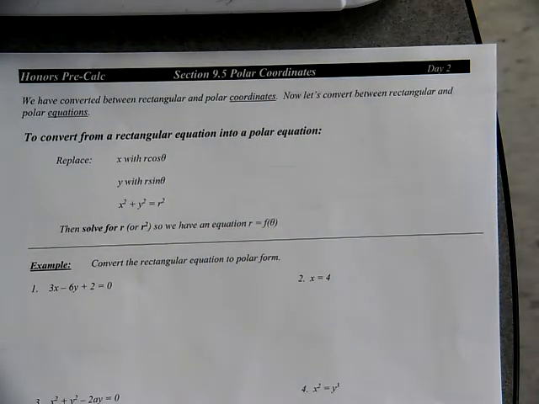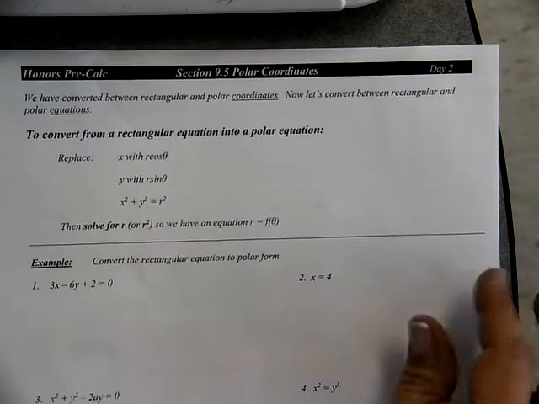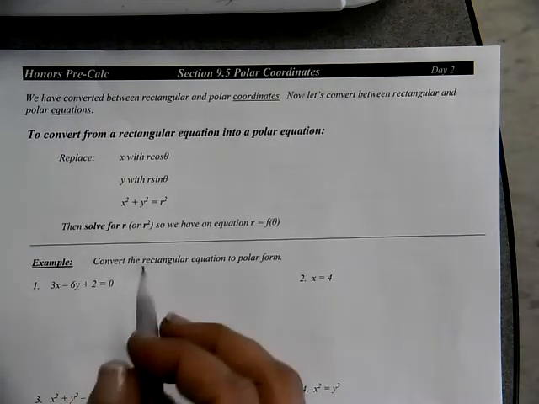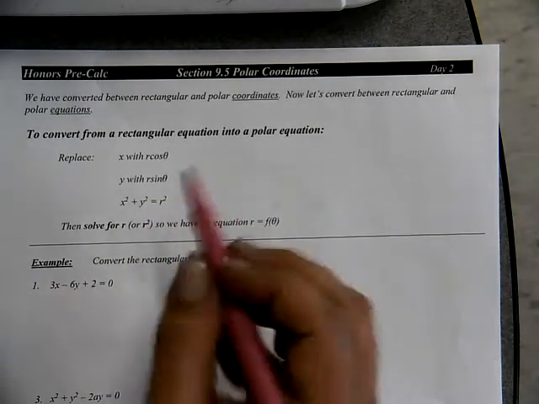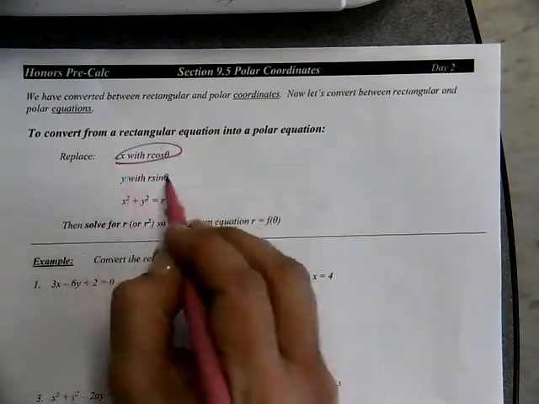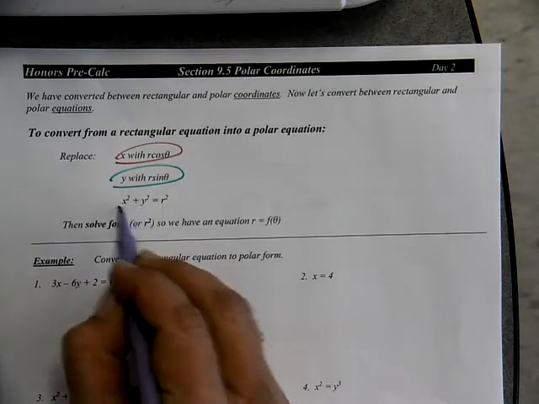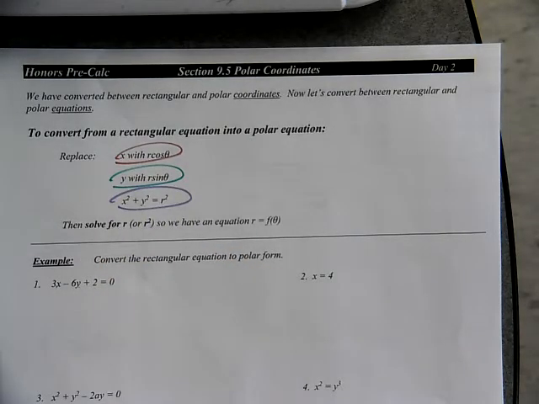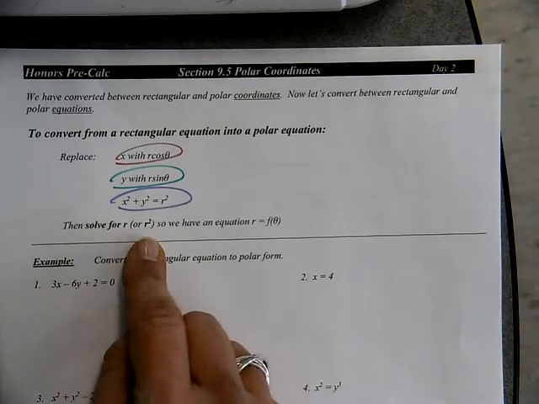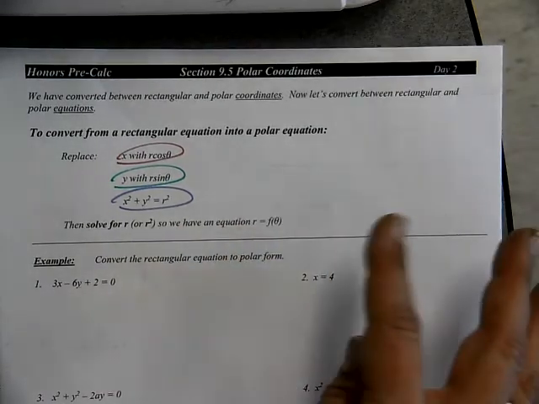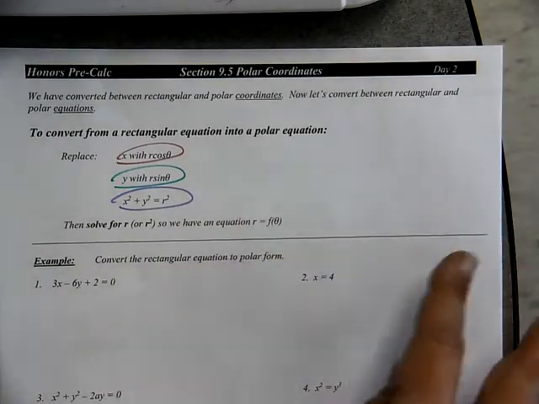So to convert from a rectangular equation into a polar equation, that means that you're going to be seeing x's and y's. And so it makes sense then that what we're going to do is replace x with r cosine theta and y with r sine theta. And anytime that we see x squared plus y squared, then we can put in r squared for that, all right? Then we can solve for r or r squared so that we have a function where r is a function of theta.